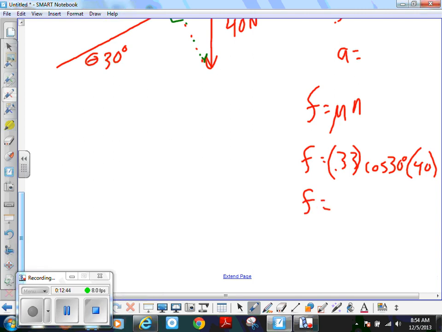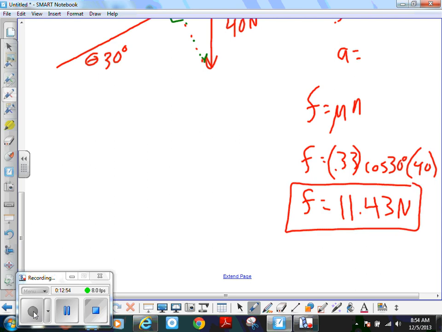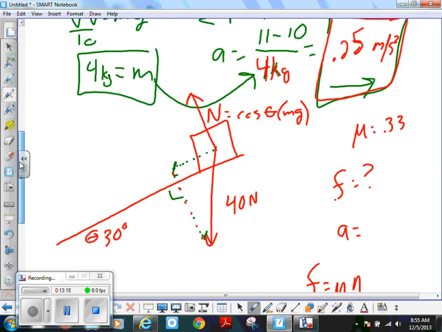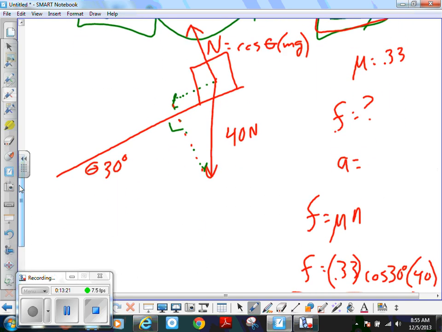So 0.33 times the cosine of 30 times 40 is 11.43. What an awesome number for friction. So that's the max. Now the question is, what does it take to keep this box from sliding down the ramp? Because if it doesn't slide, friction is less than that. Right? Just like on the paper, it didn't move, but we saw that friction must be increasing as I change the angle. So let's see, what force does this have to fight off, you guys?